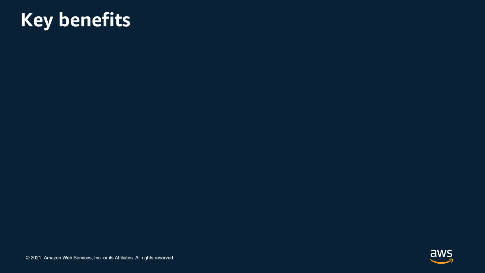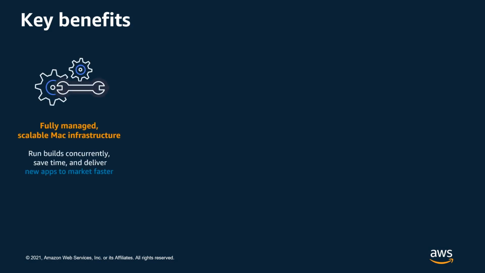So let's talk about some of the benefits of EC2 Mac instances. The first one is it is fully managed, scalable Mac infrastructure. It is EC2. So because you can use your standard EC2 API constructs and existing EC2 mechanisms, you actually can scale up and scale down and allocate and use Mac infrastructure just like you would any other EC2 infrastructure, running your builds concurrently and really accelerating your time to market.